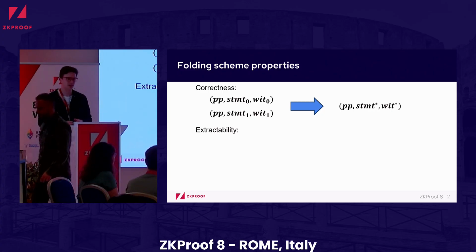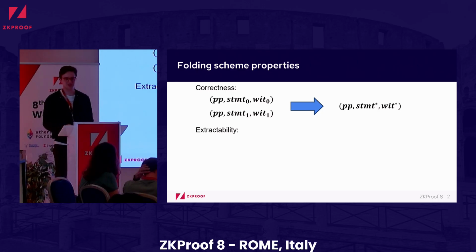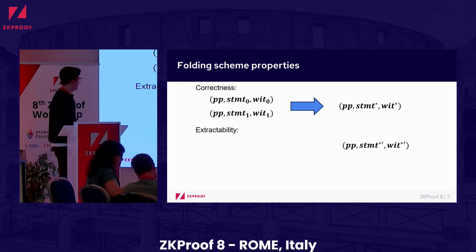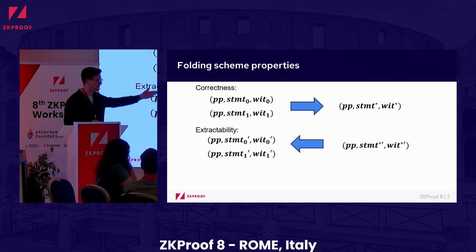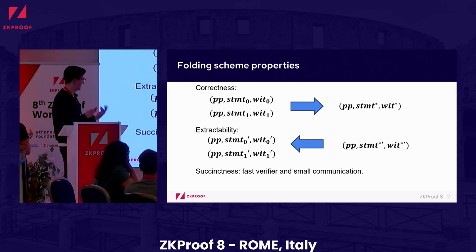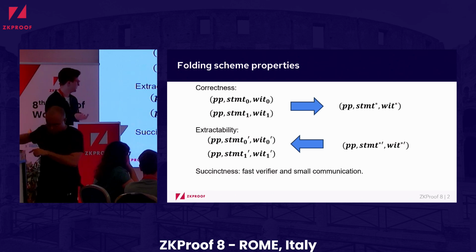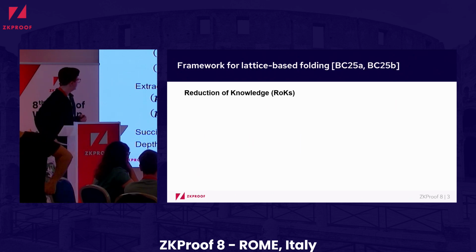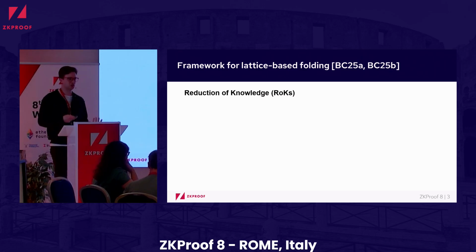I don't need it. So on top of this correctness, we also talk about knowledge soundness, or extractability. That is, we have some algorithm that we call an extractor that, on observing the output statement, outputs the input statements with some relaxations. We also talk about succinctness, so we want a fast verifier and small communication. And we again operate in the language of reductions of knowledge.